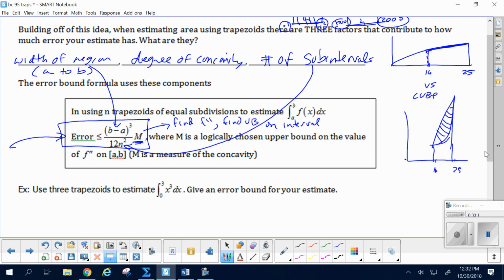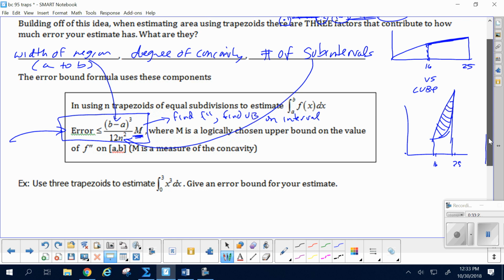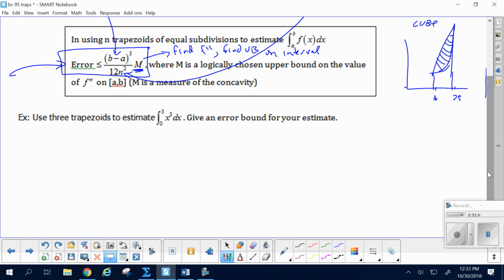And N, the more trapezoids, the less error, right? So that's an inverse relationship. That's why it's in the denominator. At least, those make sense to me. All right? Let's talk about what a problem looks like. We're going to do an estimate, but then talk about the error bound. How good is your estimate?